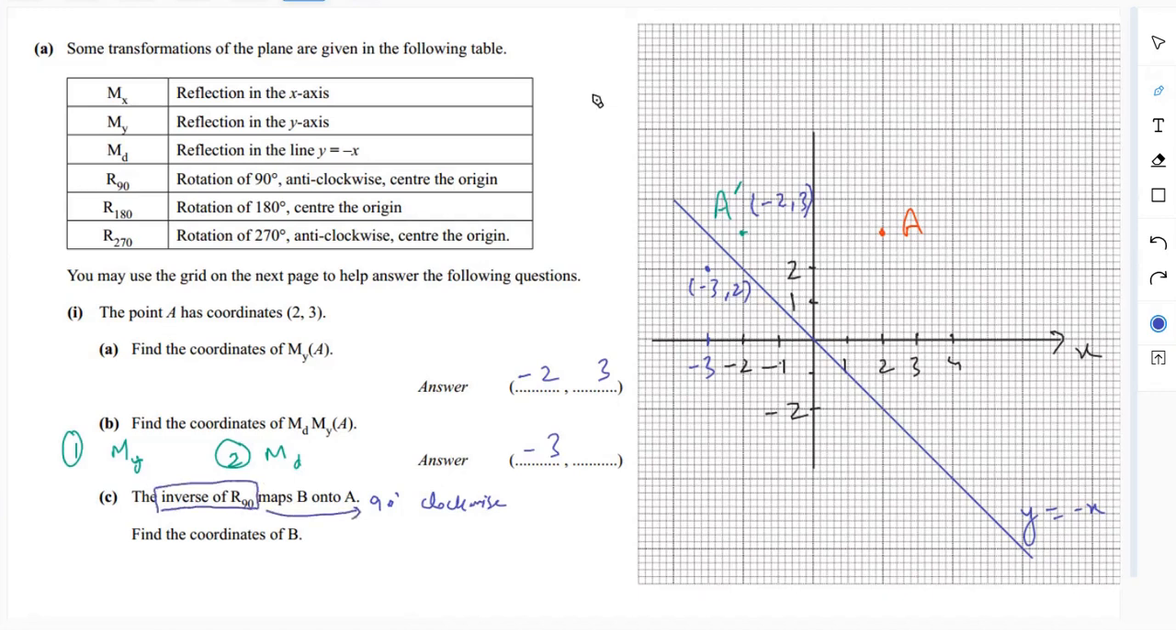Achha. Now this maps B onto A. Okay. B को आप rotate करते हो 90 degrees clockwise about the origin, तो आपको A मिलता है। So let me draw that here. This is the origin, and what we're doing is B से A पे जाने के लिए आपको 90 degrees clockwise rotate करना पड़ता है about origin.